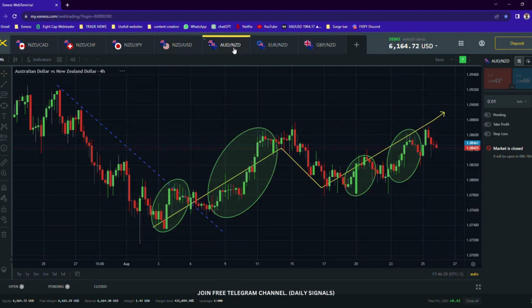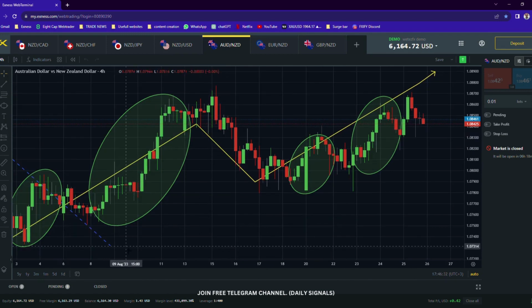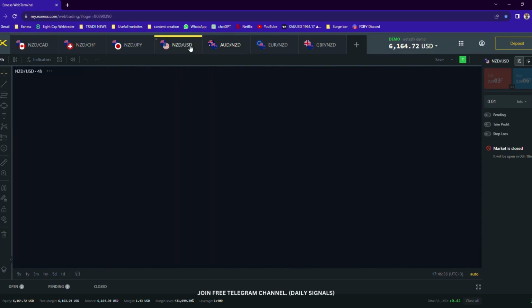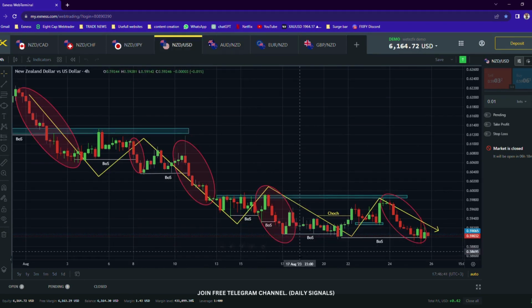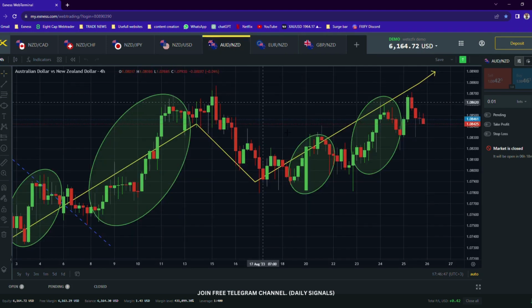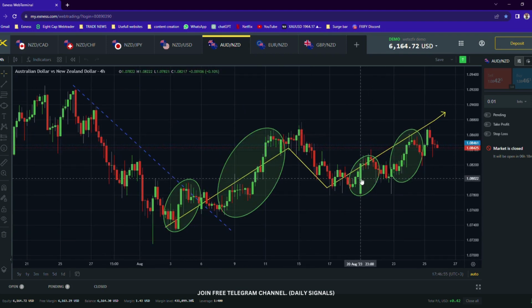And on AUD New Zealand, we are seeing the same push at around 8th till 11th. So we go back to New Zealand and look between 16th and 17th. If we look here, 16th till 19th, we have another push there.